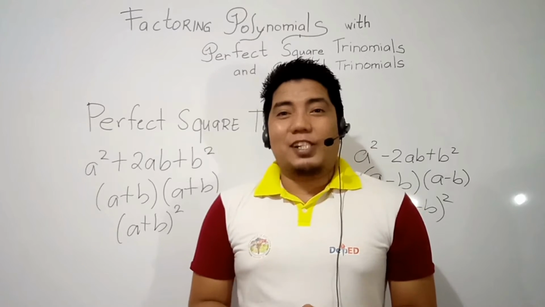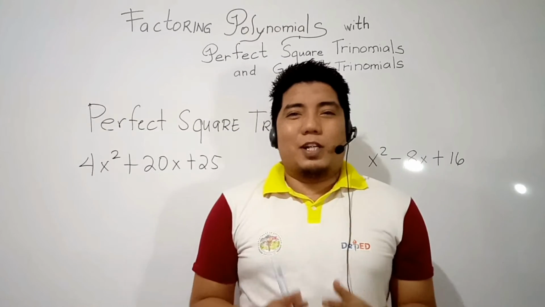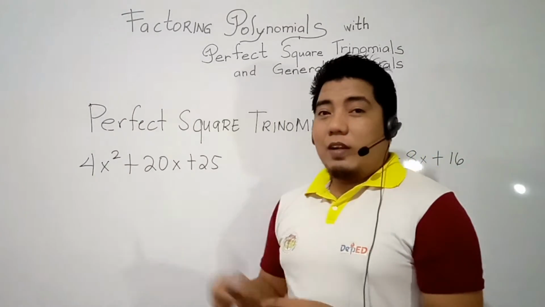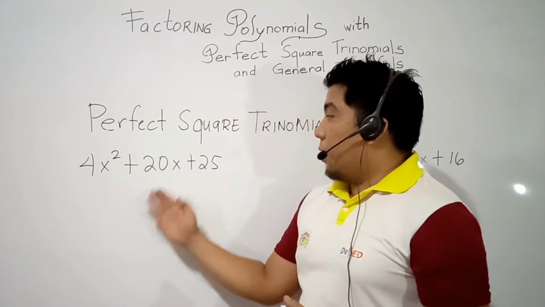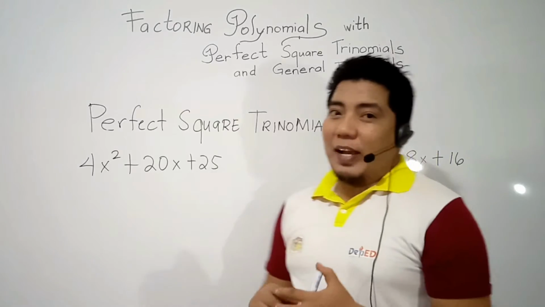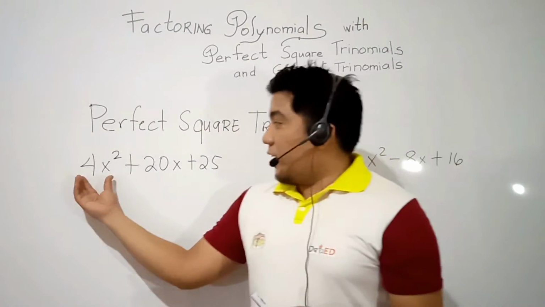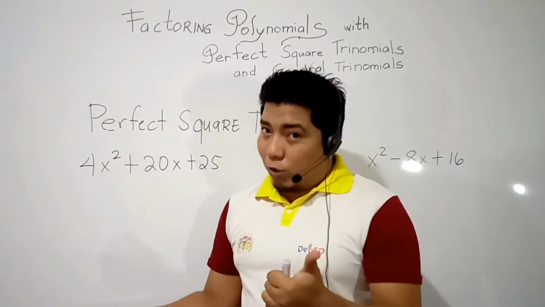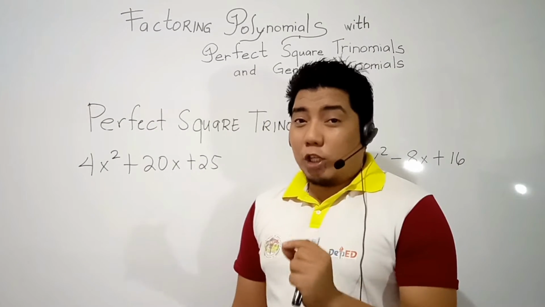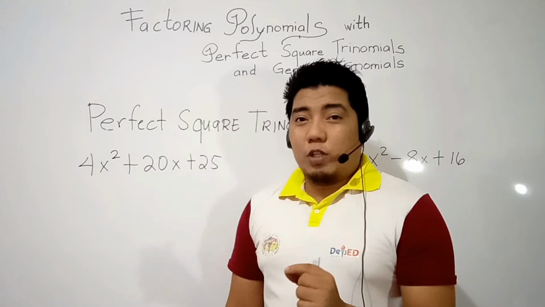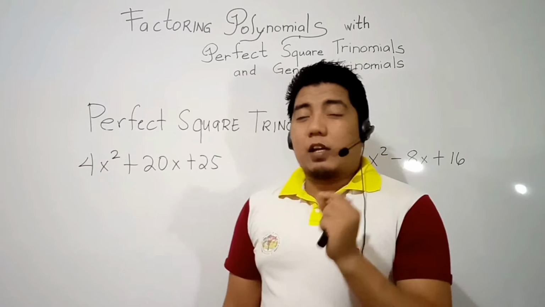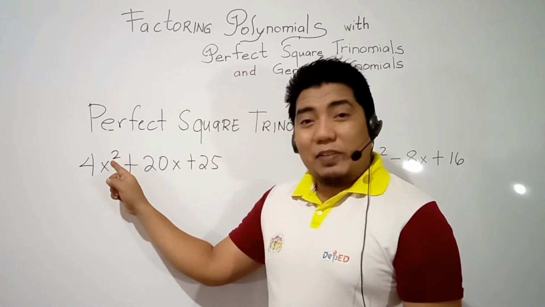Now, let's consider some examples. Okay, math learners, let us now have some examples. We have here a trinomial 4x squared plus 20x plus 25. Now, let's consider the first term. 4 is a perfect square. x squared is also a perfect square. Now, in terms of variables, an expression is considered to be a perfect square if the exponents are even numbers. 2 is an even number.